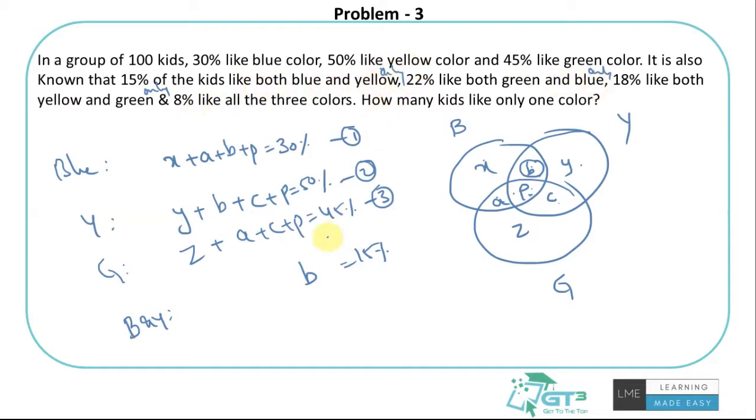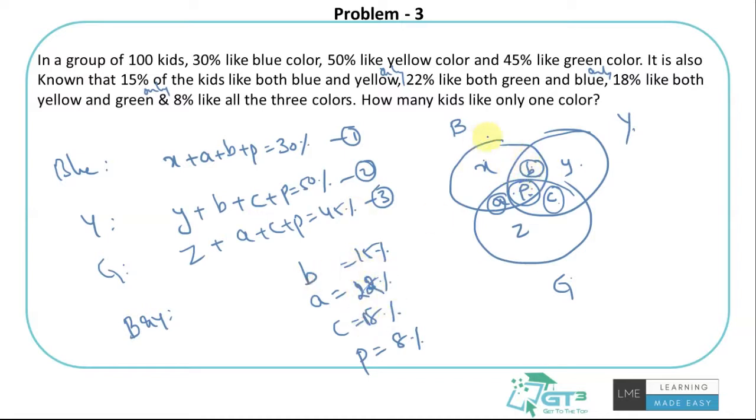Both blue and yellow only, that is B is 15%. Only green and blue, that's green and blue is this part, that's 22%. Yellow and green is this part, that is C is 18%. And then 8% like all three colors, that's basically P, right? So P is given as 8%.